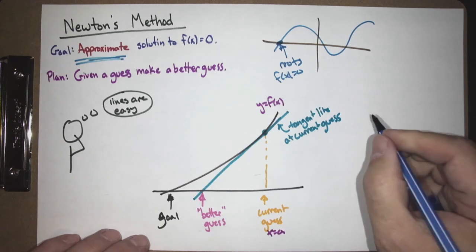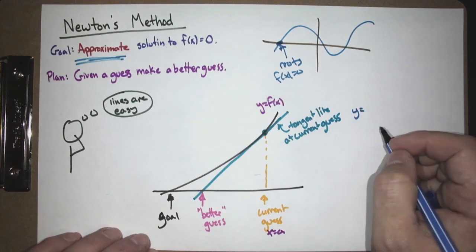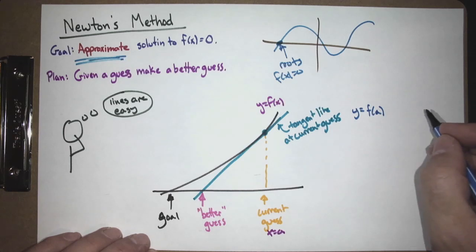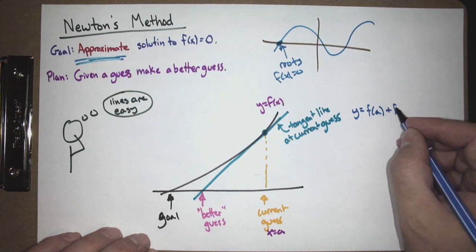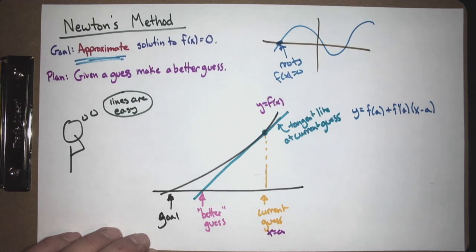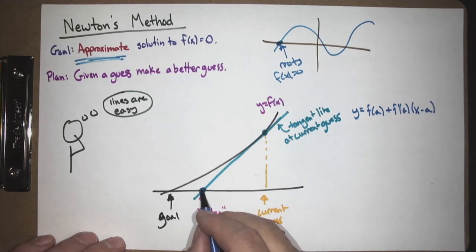I'll give you a hint. It starts as y equals f of a. Excellent. I love it. F prime of a, x minus a. All right. Now, lines are easy. So the question is, how do we find this part?